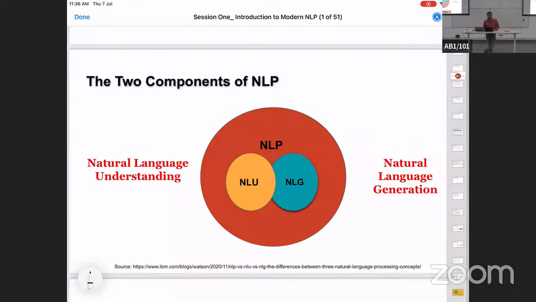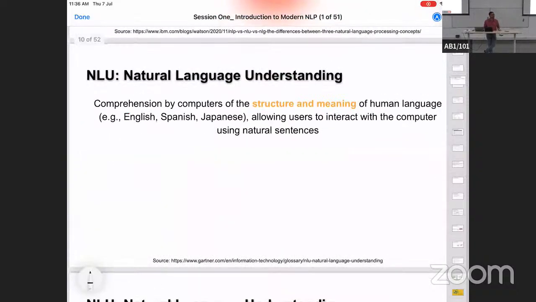What I mean by this, we'll see in detail. So what is NLU, natural language understanding? It means comprehension by computers of the structure and the meanings of human language, any language in general, allowing users to interact with the computer using natural sentences. In a single sentence: as a human, we want to interact with NLP systems in a natural language, and we want to expect a natural language output from the systems. This is NLU.